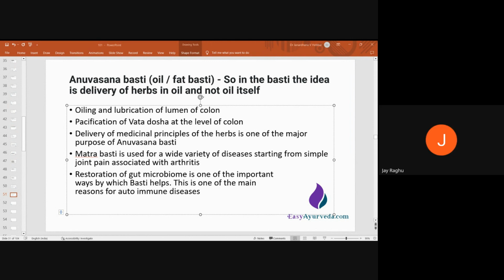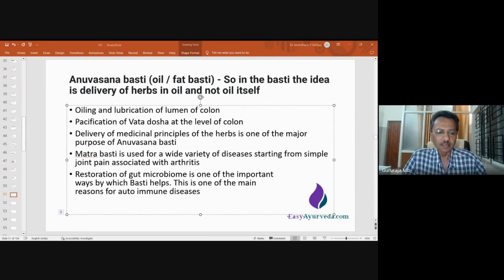The 30 ml seems to be too less for the length of the colon, and to make any kind of big difference, the amount of oil seems to be less. So is it the combination of the oil and the herb, or is it just absorption of say 5 ml or 10 ml that is really good enough to give so much of improvement? Is my question.